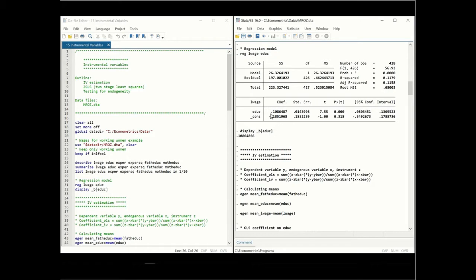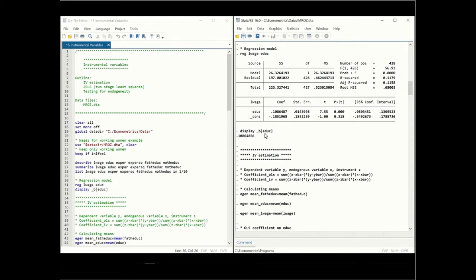Notice that the coefficient of education is 10.8. How we are going to interpret it is that for one additional year of education, we have 10.8% higher wages for women. So this is the OLS estimate. And because education is potentially endogenous, this coefficient here may be biased. In other words, it may be picking up influence from other variables that are unobserved and in the error term.